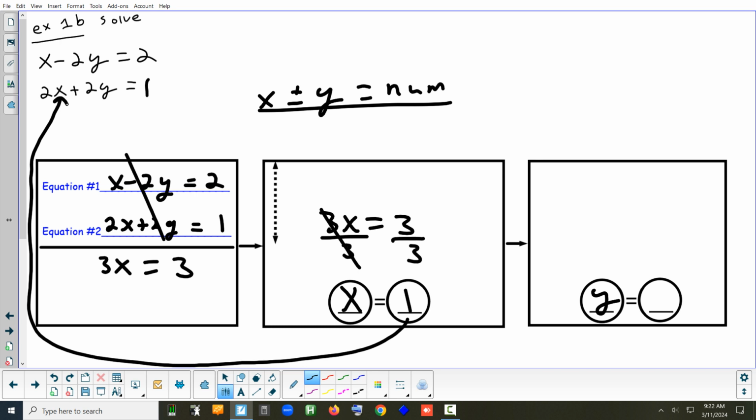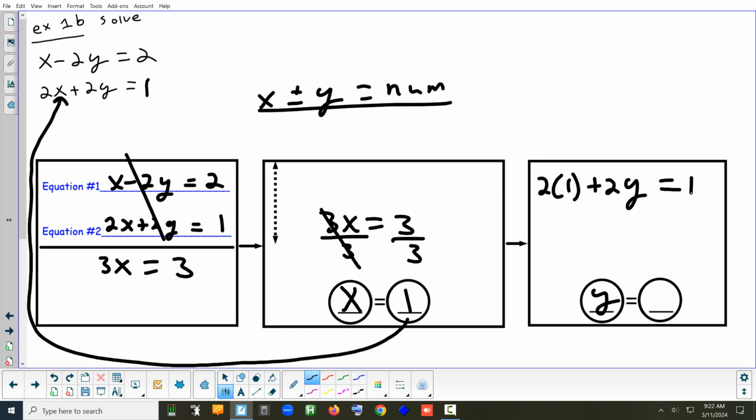Eric, when you fill in 1 for x, what will that bottom equation look like? It would have 2x plus 2y equals 1. But what are we filling in for? x. And what number are you going to replace it with? 1. When you replace the x, the x will be gone. So 2 times 1 plus 2y equals 1.